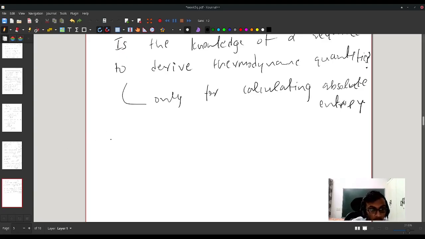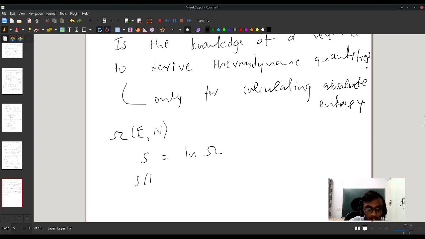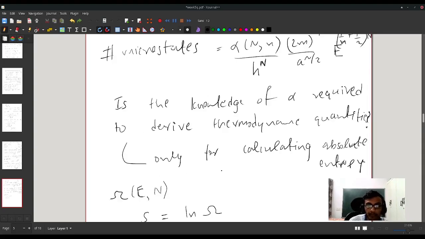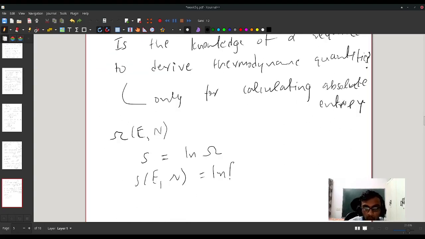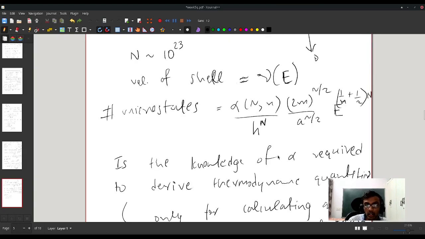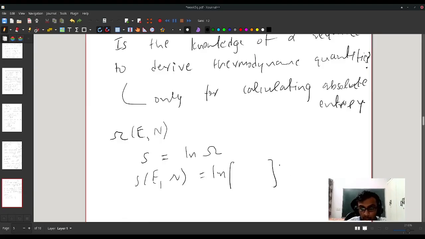So we have the number of microstates as a function of E and N. We define the entropy as the logarithm of this quantity. So S of E and N is going to be some logarithm of all these factors, constants, plus N times half plus 1 over n times E.